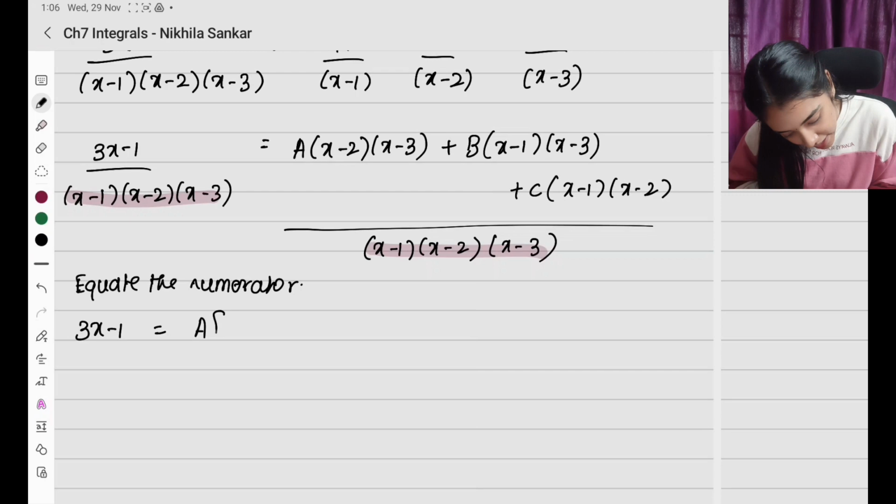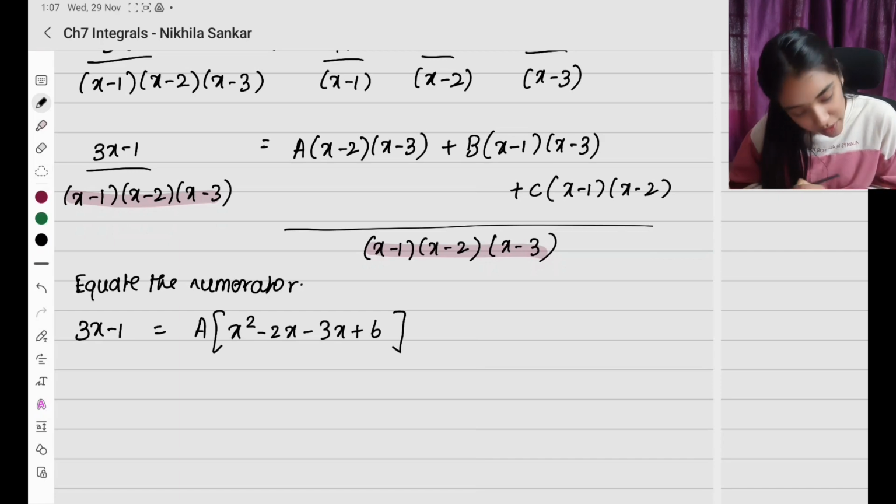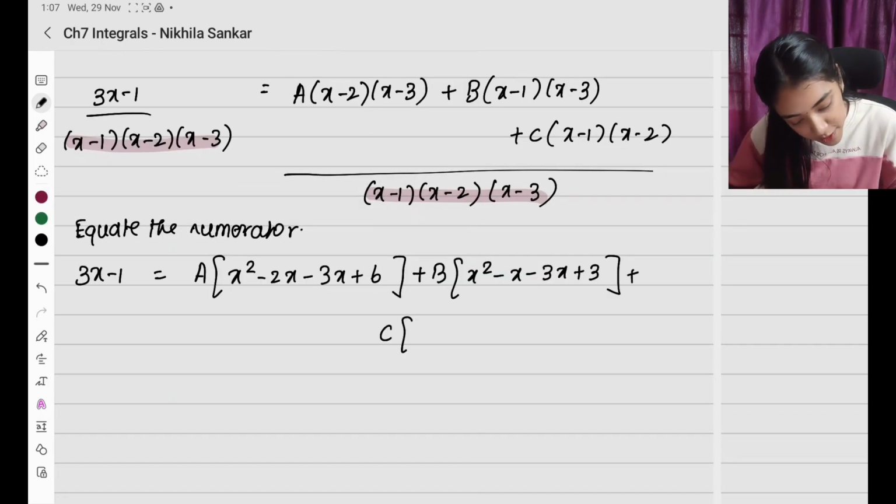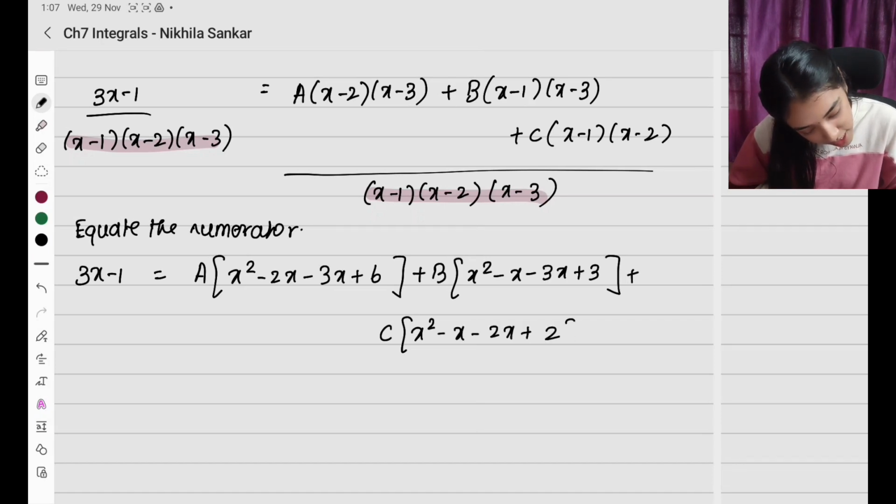So I have 3x minus 1 equals, I'm going to multiply. First, a times x minus 2 into x minus 3. And I have x square minus 2x minus 3x plus 6. So this is my first term. Plus b times x minus 1, x minus 3. So I have x square minus x minus 3x plus 3. Plus c times x minus 1 into x minus 2. So x square minus x minus 2x plus 2.